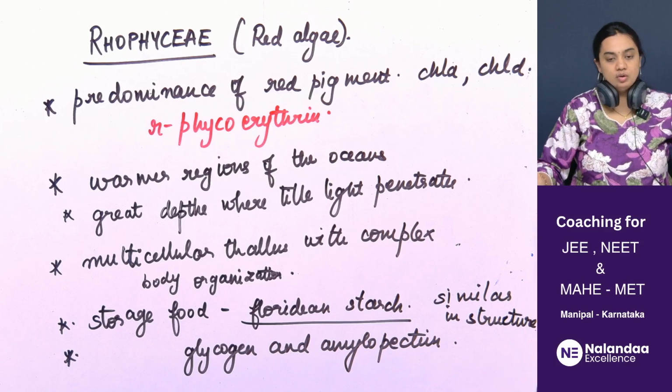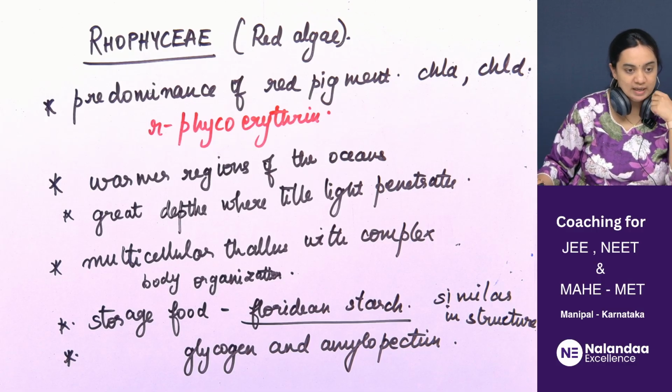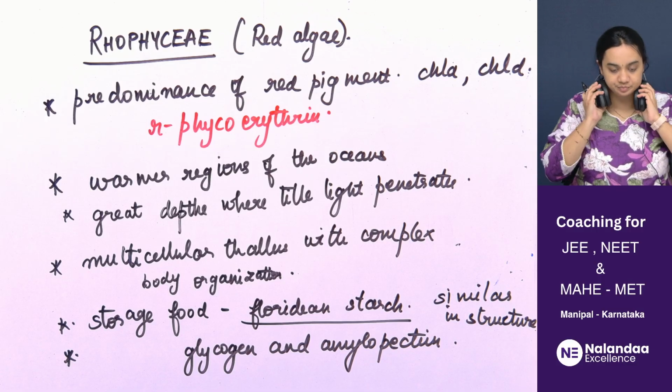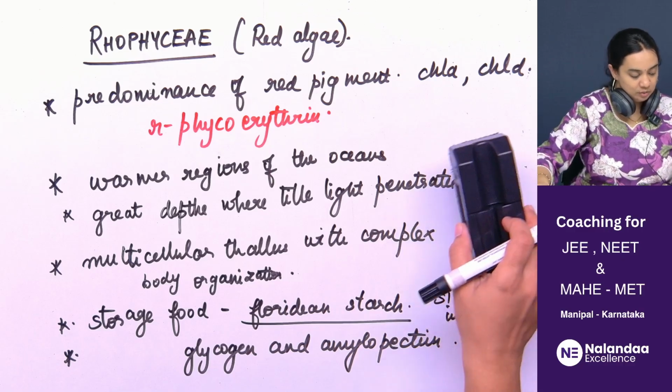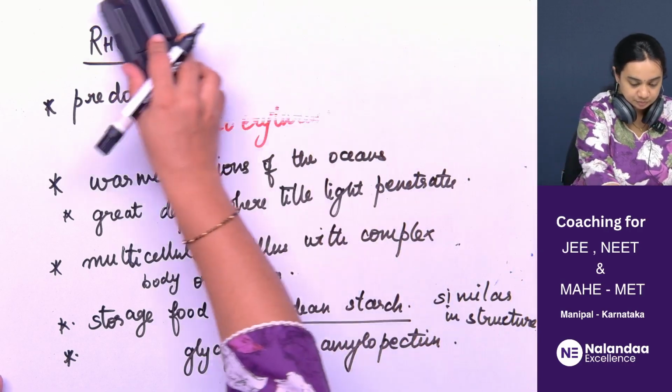Similar in structure to amylopectin and glycogen. So this is about the storage food material. And then next we'll talk about reproduction.